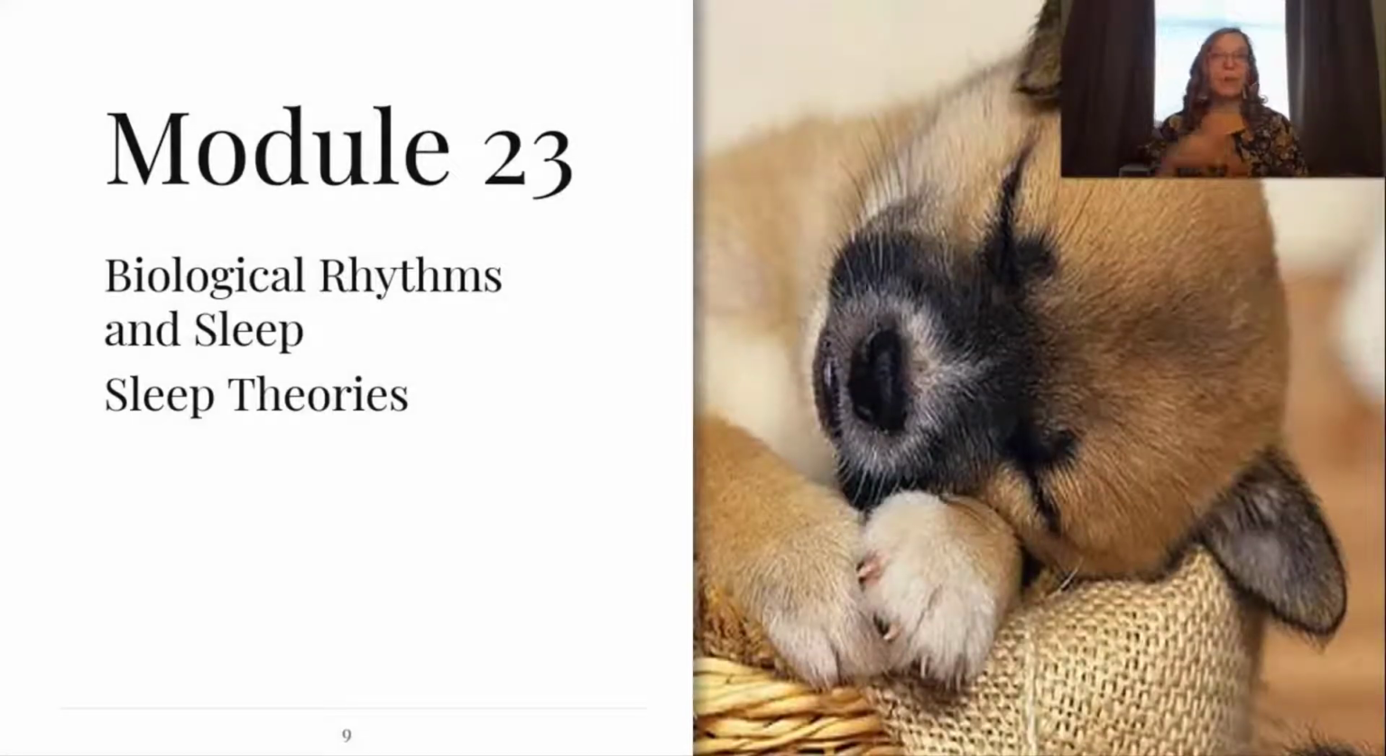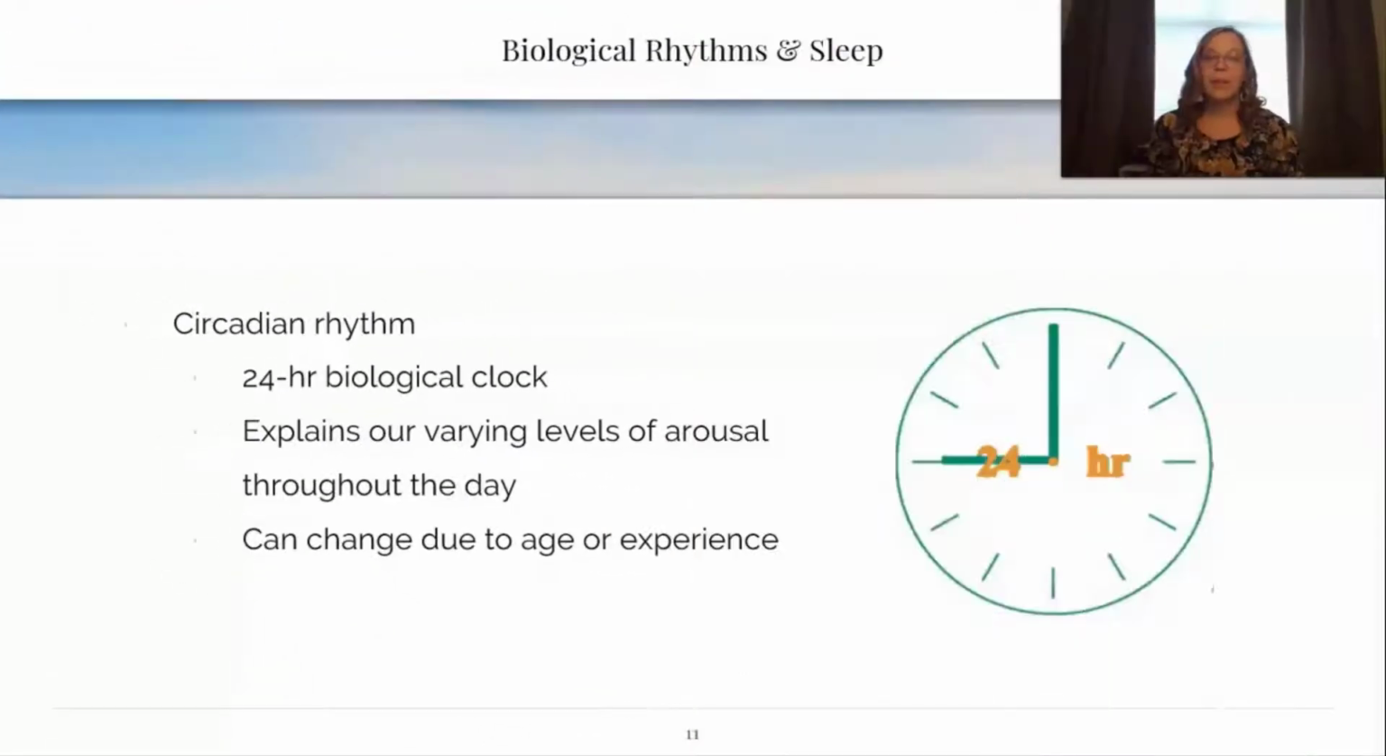Okay, now we're going to move on to Module 23, and we're going to focus on sleep, which is one major state of consciousness. So first, let's talk about a common term that you will hear a lot in this class and in a lot of science classes, which is the circadian rhythm. Your circadian rhythm is this rhythm that is just innate in your body. It's like a 24-hour biological clock. What does that mean? It means that there are certain things that your body does every 24 hours naturally.